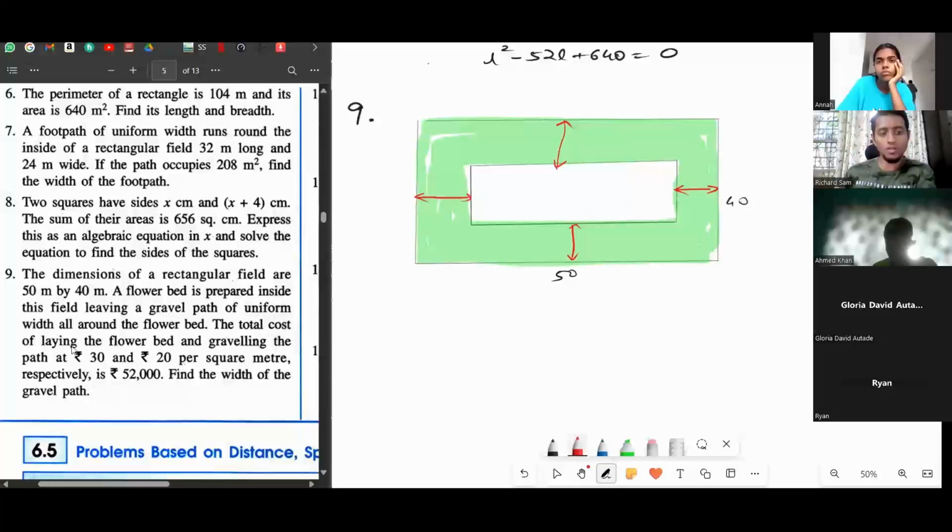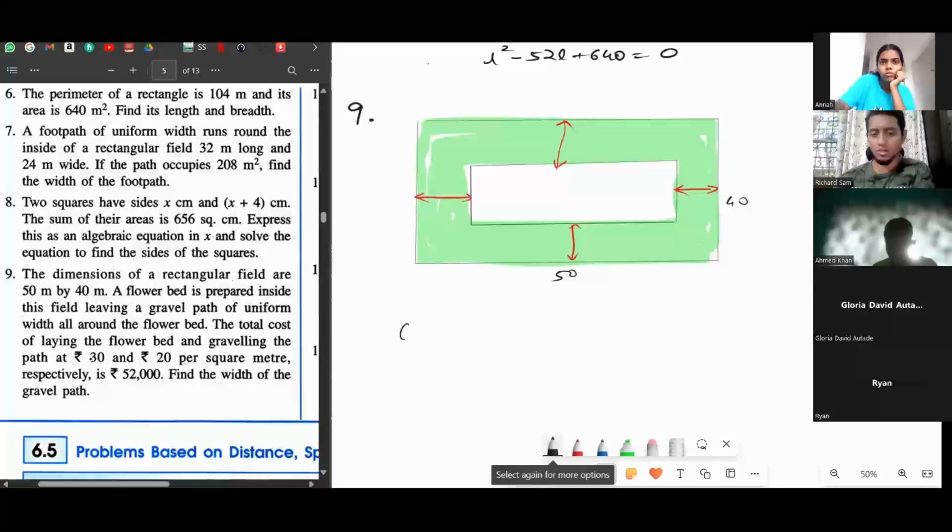The total cost of laying the flower bed is inside here. The cost of laying the flower bed and graveling the path at rupees 30 and rupees 20 per square meter respectively. Okay, what is rupees 30? Flower bed. Okay, laying the flower bed. Cost of laying the flower bed. How much? The whole flower bed or?